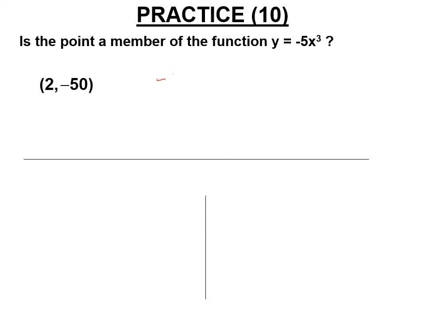So we're going to check if this point is on the curve. We're going to put the 2 in there. Equals negative 5 times 2 cubed. 2 cubed is 8. Negative 5 times 8 is negative 40. No, this is not on the line.